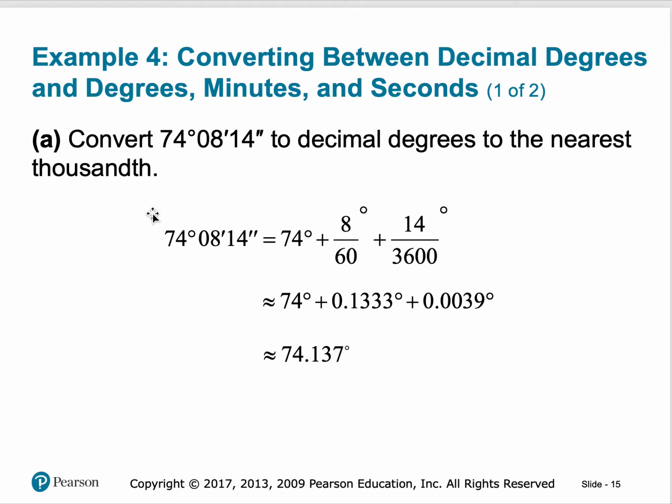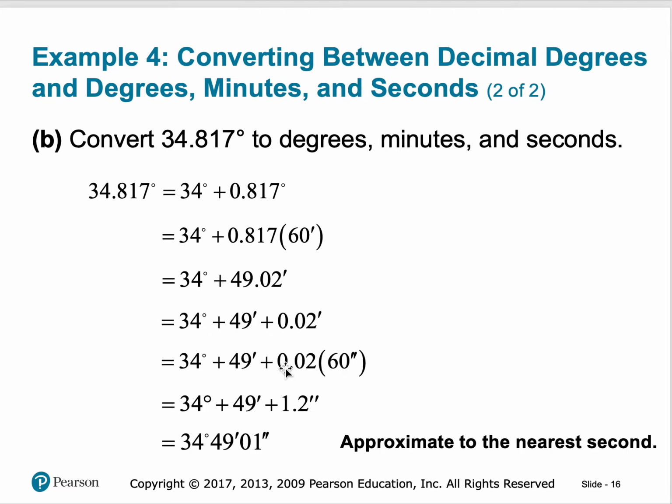To convert from minutes and seconds to the actual decimal value, you simply take the number of minutes and divide by 60, and take the number of seconds and divide by 3,600. Why is it 3,600? Because there are 3,600 seconds in an hour, and here our degree is kind of a whole unit. So this gives me 74.137. These are conversion factors you're going to have to memorize, so you may want to write them down on a sheet of paper.